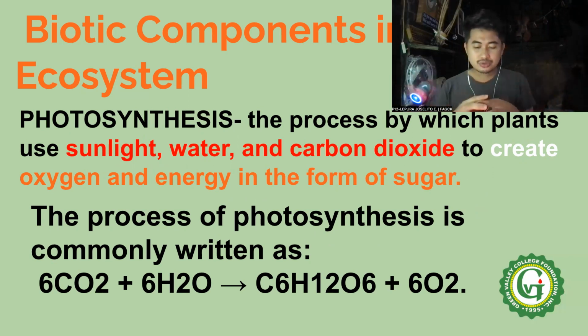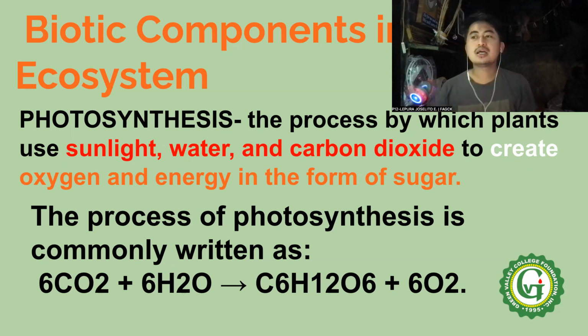Now, producers or primary producers undergo one important and essential process called photosynthesis. We know that photo means light and synthesis means creation. The creation of food through light is the process by which plants use sunlight, water, and carbon dioxide to create oxygen and energy in the form of sugar. So let us remember that again. It is a process in which plants use sunlight, water, and carbon dioxide to create oxygen and energy in the form of sugar.